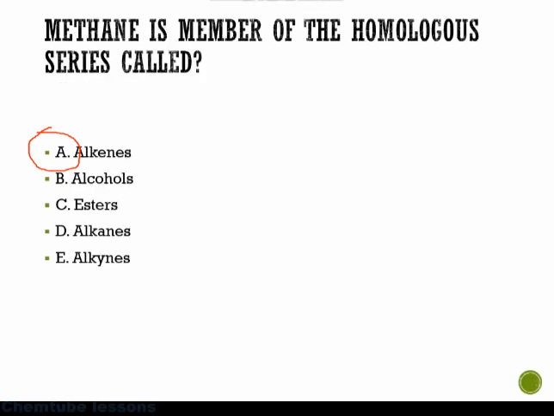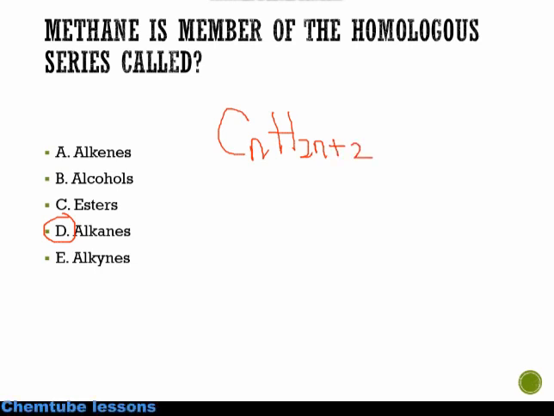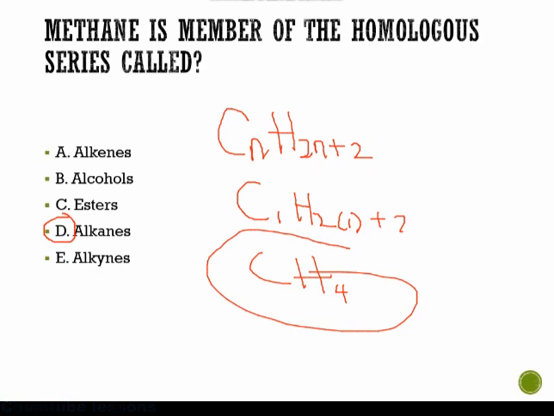Methane is a member of the homologous series called, the answer to this question is alkane. So methane belongs to the homologous series called alkanes, and the general formula is CnH2n+2. If you want to write the formula of methane, methane has 1 carbon, so n is 1, and it becomes CH, 2 times 1 is 2, plus 2, that's equal to 4. So this is methane. So let's go to the next question.